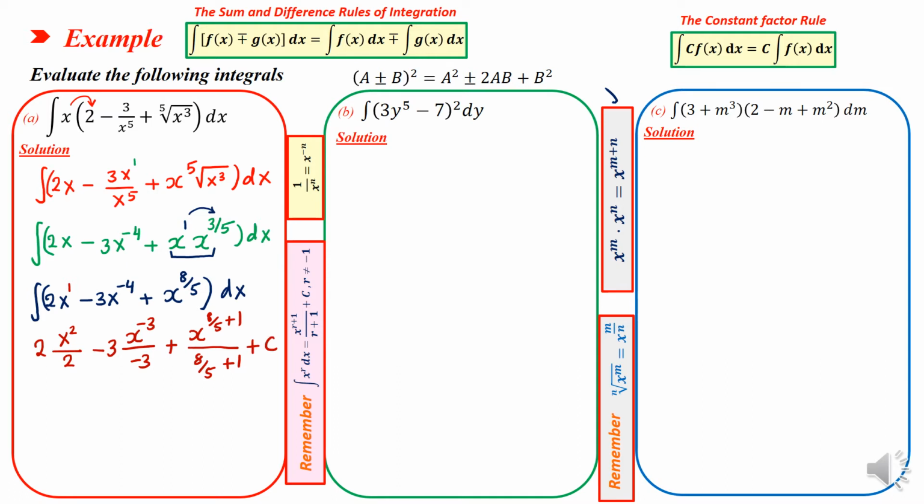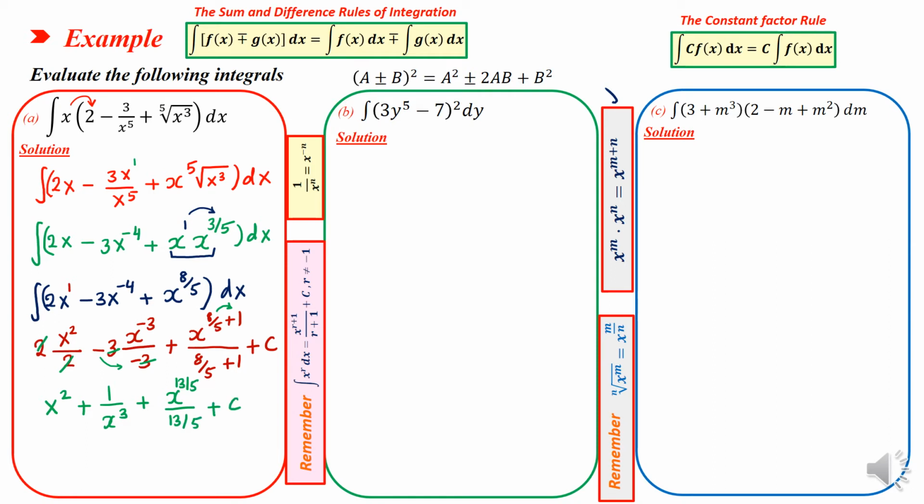Now you have to simplify more to get the final answer. You have to cancel 2 with 2 and you will get x squared. Here we have negative negative, which means the answer will be positive, and cancel 3 with 3. You will get x to the negative 3, which we can write as 1 over x cubed. Then we have plus. Now 8 over 5 plus 1 equals 13 over 5. So we have x to the 13/5 divided by 13/5 plus the constant of integration.